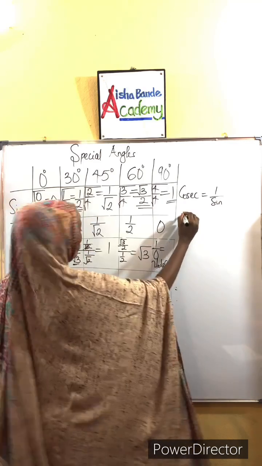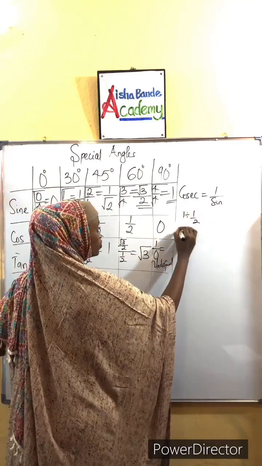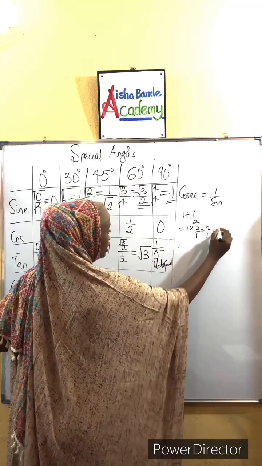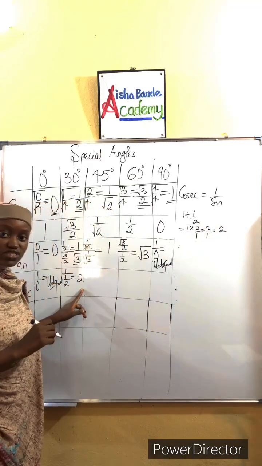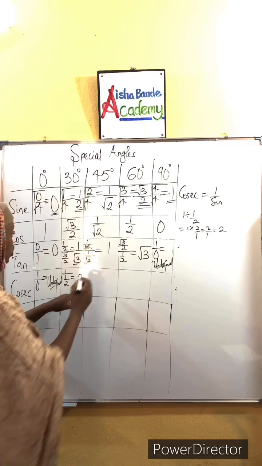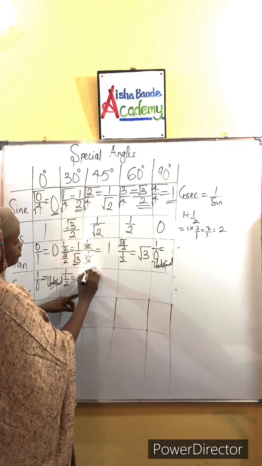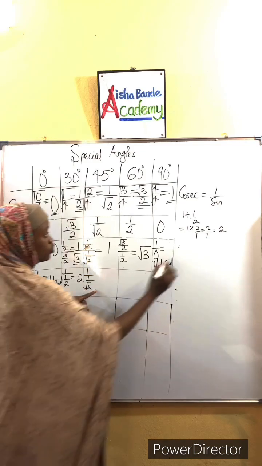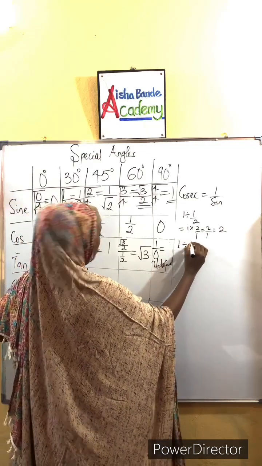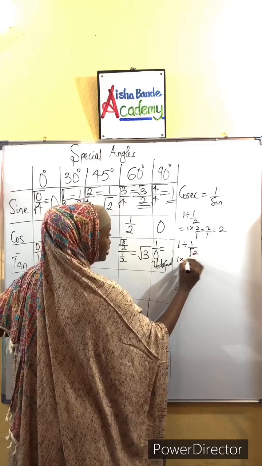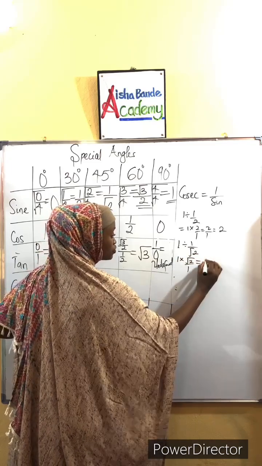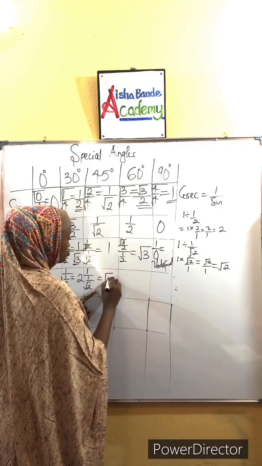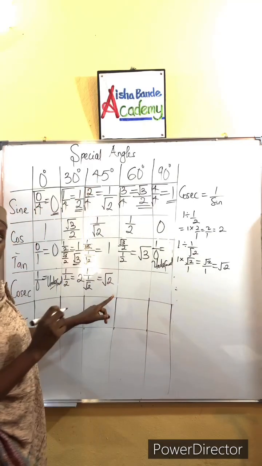I can show you this. What this means is 1 divided by 1 over 2, which is equal to 1 times 2 over 1. This is equal to 1 times 2 is 2 over 1. And 2 divided by 1 is 2. So that's how I arrived at the answer here too. So moving on, the next one is cosec 45. This is 1 over sine, which is 1 over root 2. We can do the same thing here. 1 divided by 1 over root 2. This is 1 times root 2 over 1. 1 times root 2 gives us root 2 over 1, which is equal to root 2. So our answer here is going to be root 2. So cosec 45 is root 2.